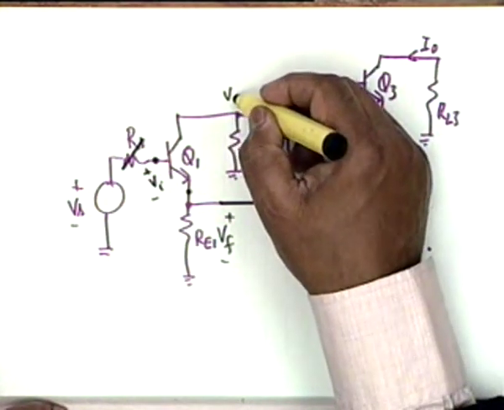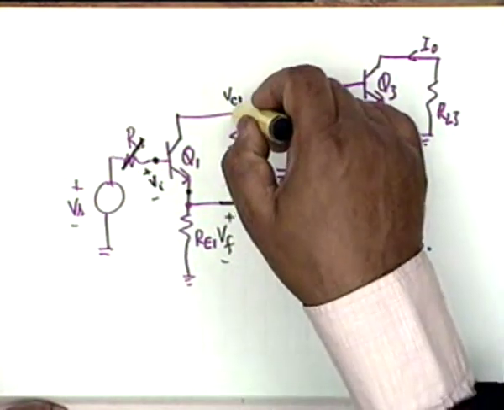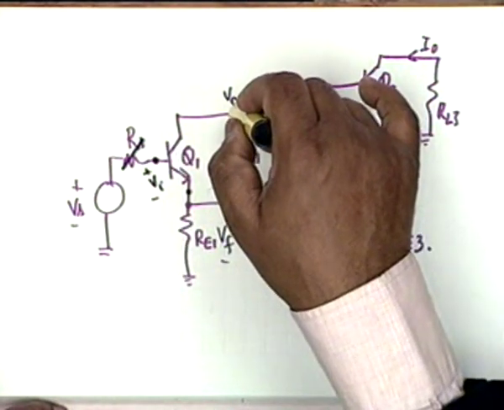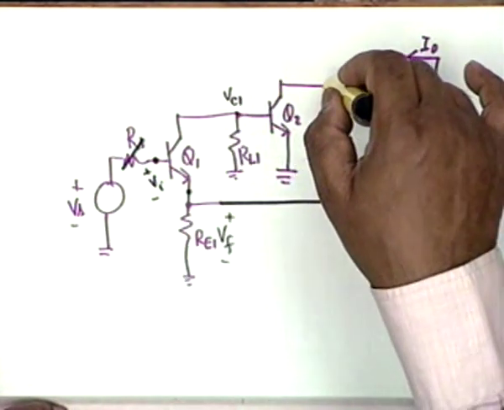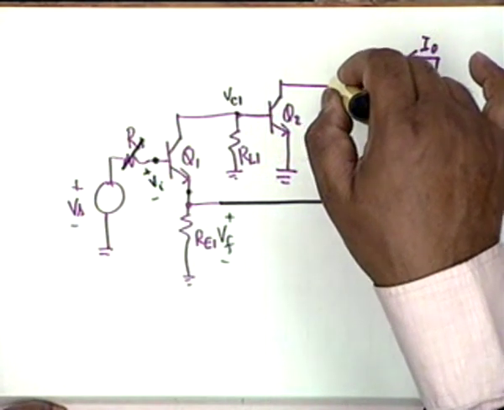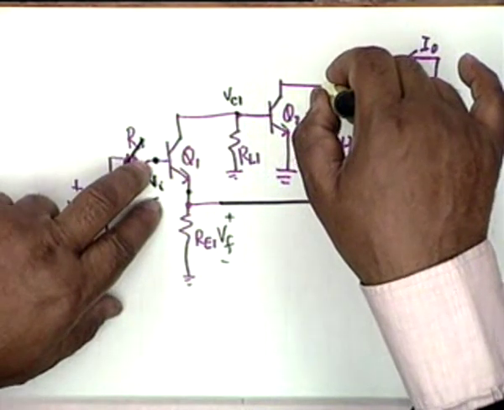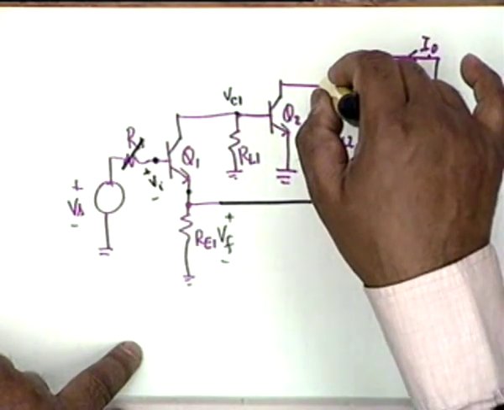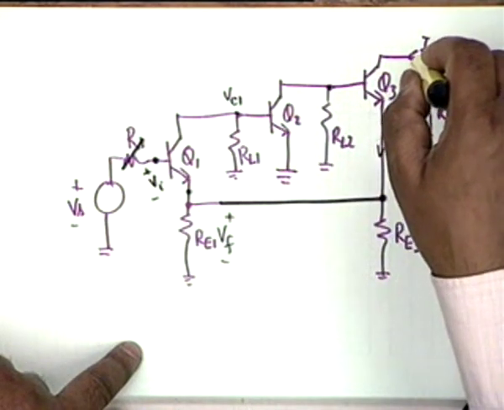This voltage Vc1, let us say, is out of phase with Vi, 180 degree phase shift. Therefore, this voltage would be 360 degree phase shift, agreed, which means that this voltage is in phase with Vi, and then this current shall be in phase with this voltage or out of phase?